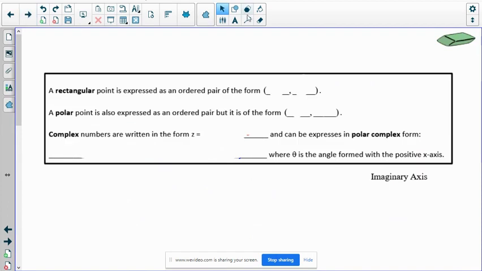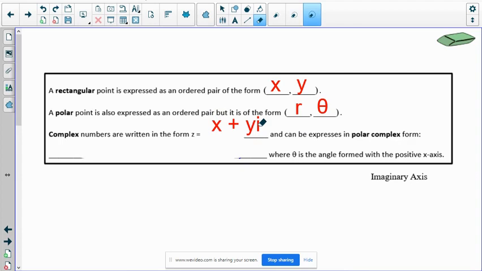So really quickly, I want to review part of the polars. You can have a rectangular point, and you know that's x, y, and you can have a polar point that's r, theta. Different from these two, you could have a complex number. To indicate a complex number, we write it as x plus yi, or sometimes you'll see a plus bi. It doesn't matter. It's just a constant.